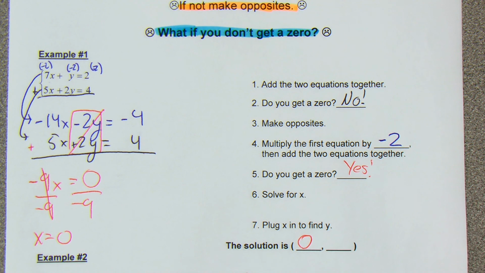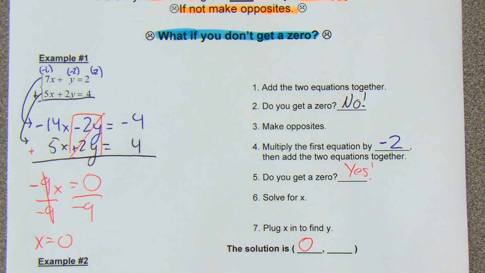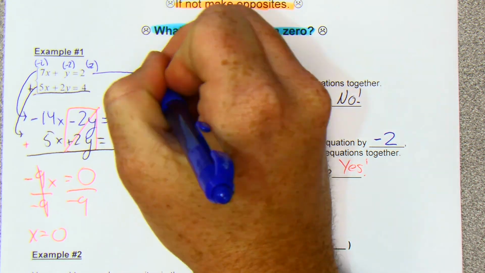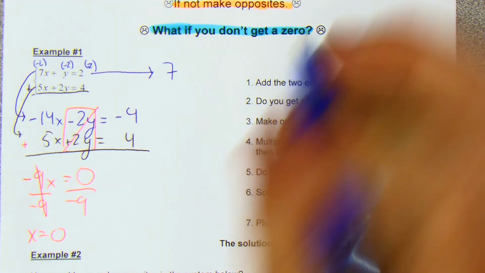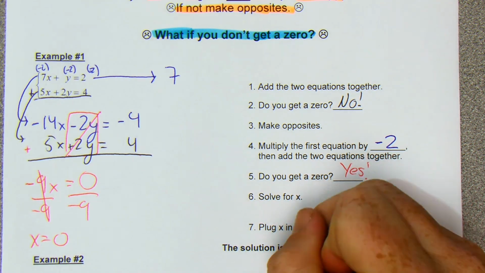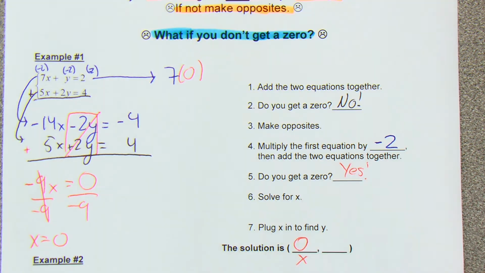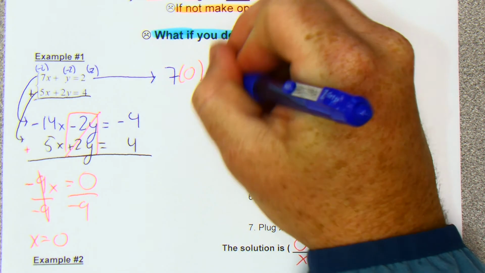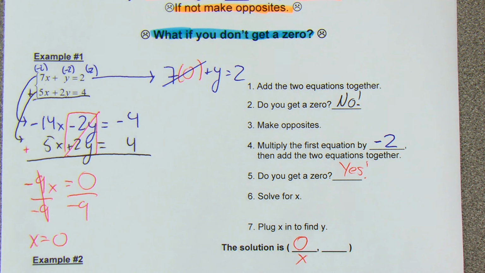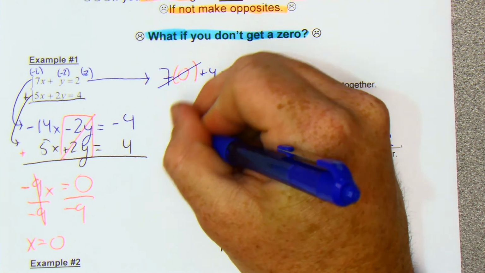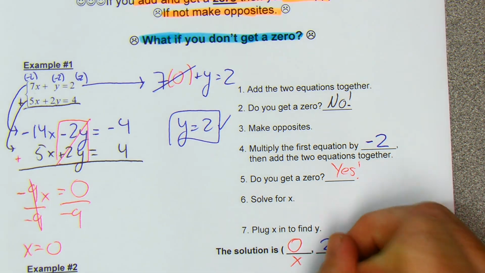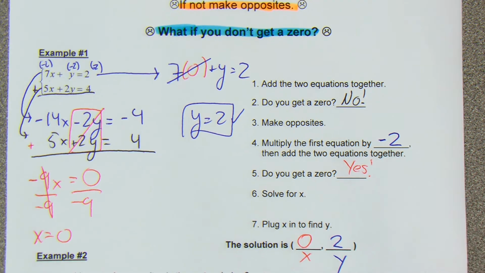My x is 0. Then I'm going to plug in my x to find my y. I'm going to use this top equation again, and I'm going to do 7 times my x, so I'm going to plug in a 0, plus y equals 2. 7 times 0 is 0. Those cancel out. So we just bring this down and we get y equals 2. And that checks out. So we would put our y is 2.